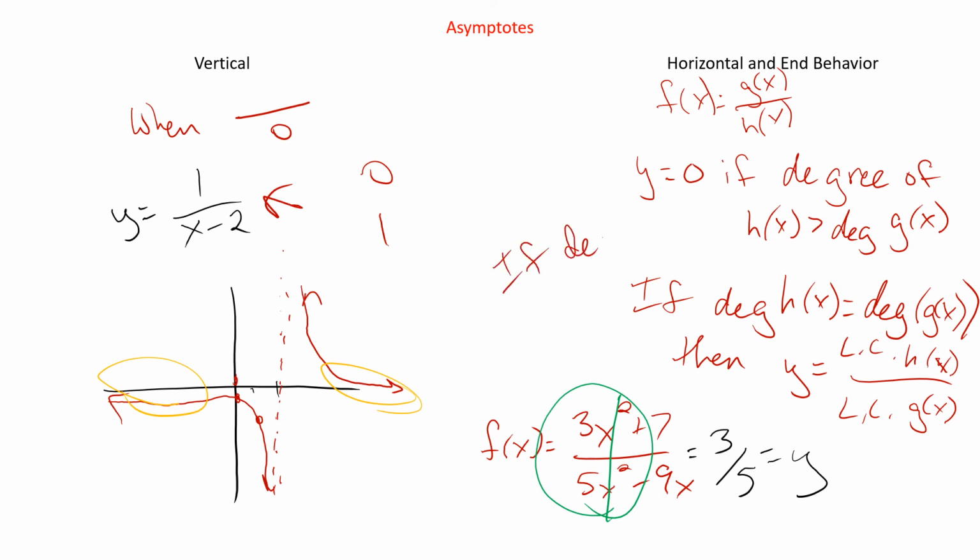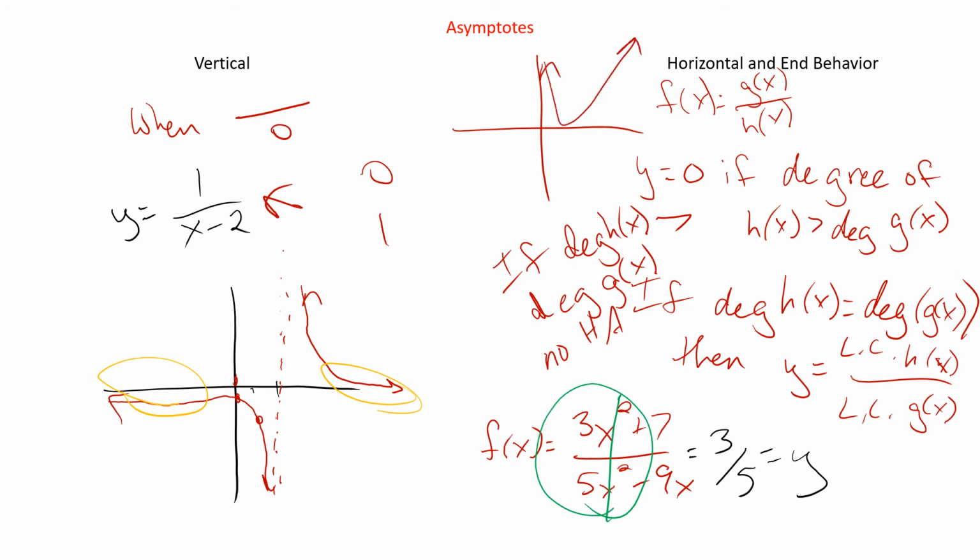If the degree of g of x is bigger than the degree of h of x, then there's no horizontal asymptote. What happens there is that the functions go to infinity. So it could have something that looks like that and like that. So there'd be no horizontal asymptote because they go to infinity. There's no oblique asymptote, which is a diagonal one, but we don't need to talk about that. Not yet, at least.